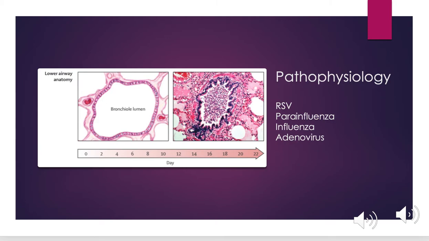Now, talking about pathophysiology, we see the bronchiole lumen here. And in bronchiolitis, what we are seeing here is intense inflammation. As a result, there are lots of mucus secretions. With mucus secretions, there can be lobar collapse or atelectasis as well.